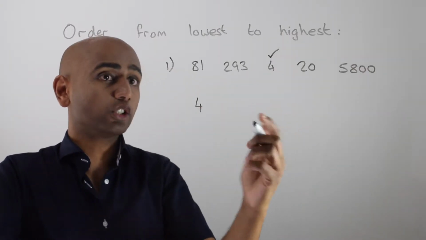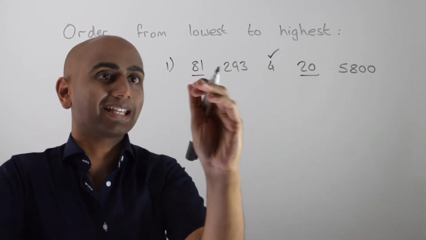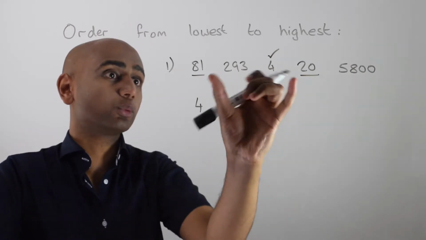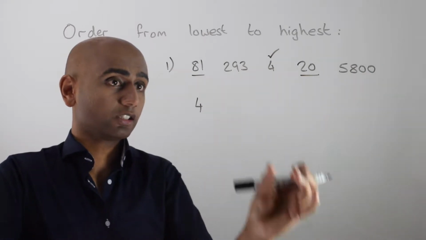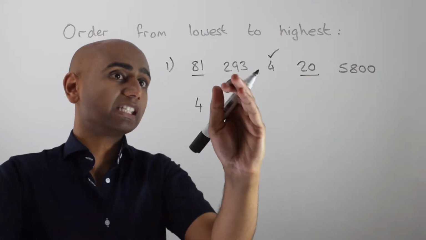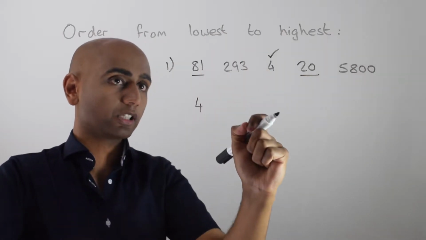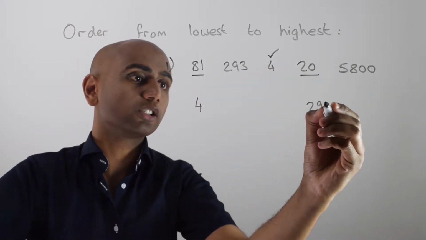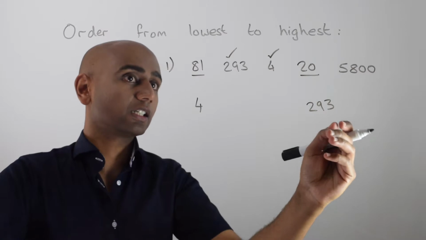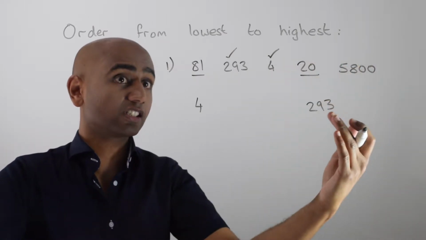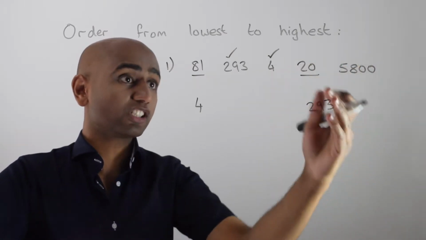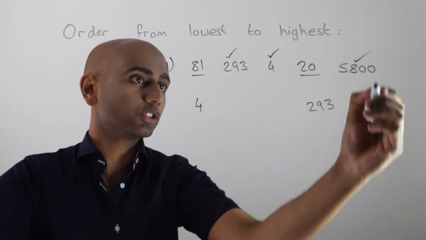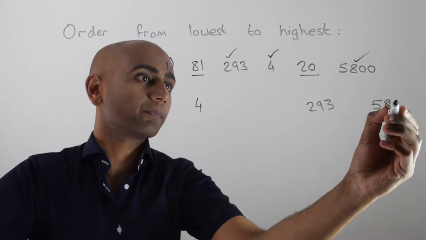Going up, we've then got two two-digit numbers, 81 and 20. So those two are going to be our next two in the list, but we have to work out what the correct order is. So I'm going to leave a little bit of a gap. Then we can see that we've only got one three-digit number, so that's in the hundreds. It's 293, so that's going to go over there. And the last number is 4 digits, so that is our biggest number. It's the only number that's got into the thousands. It's 5,800, so that goes last.